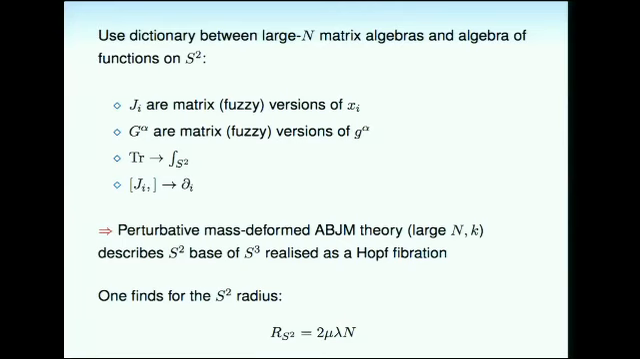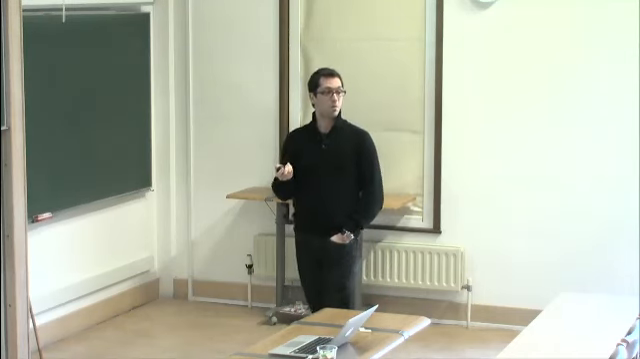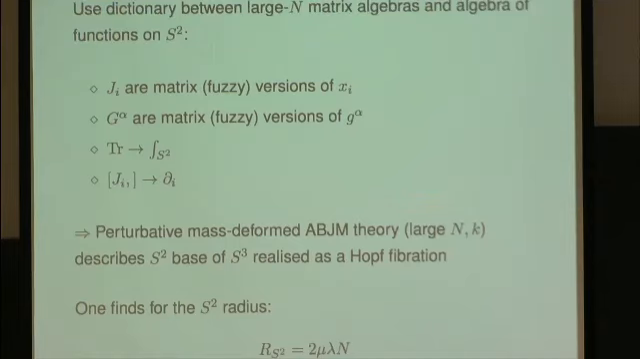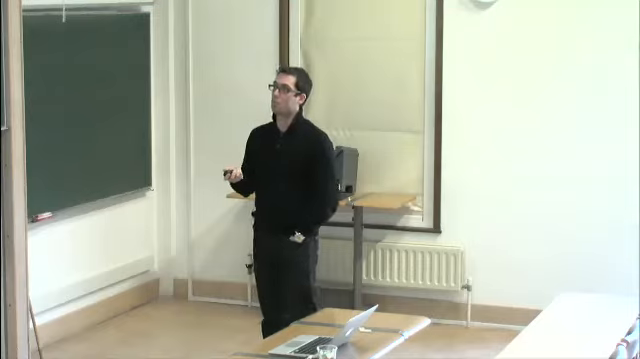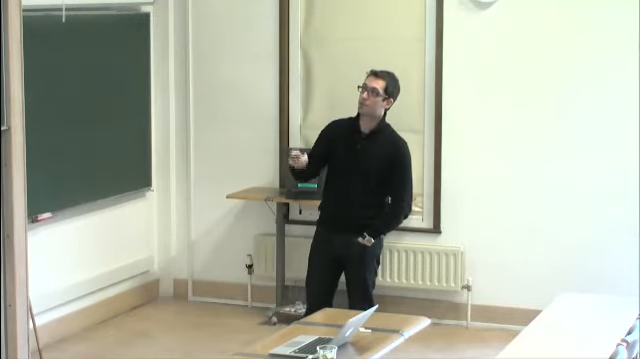As a consequence, these G's now are the matrix or fuzzy version of these Hopf spinors, and you can also replace the trace of these large N by N matrices with an integral over a smooth 2-sphere, or a fuzzy 2-sphere in the case where N is finite. Moreover, you can take adjoint actions in terms of these J's to derivatives on the sphere. And it's very easy to see now that the perturbative mass-deformed ABJM theory that we are looking at, if you keep N and k large, in fact just describes the base S2 of S3 realized as a Hopf fibration, just by looking at this expression here.